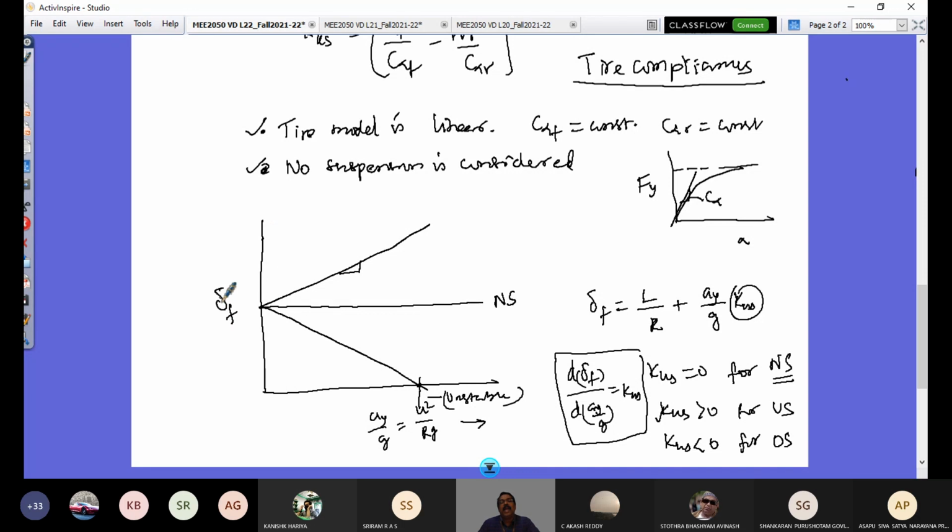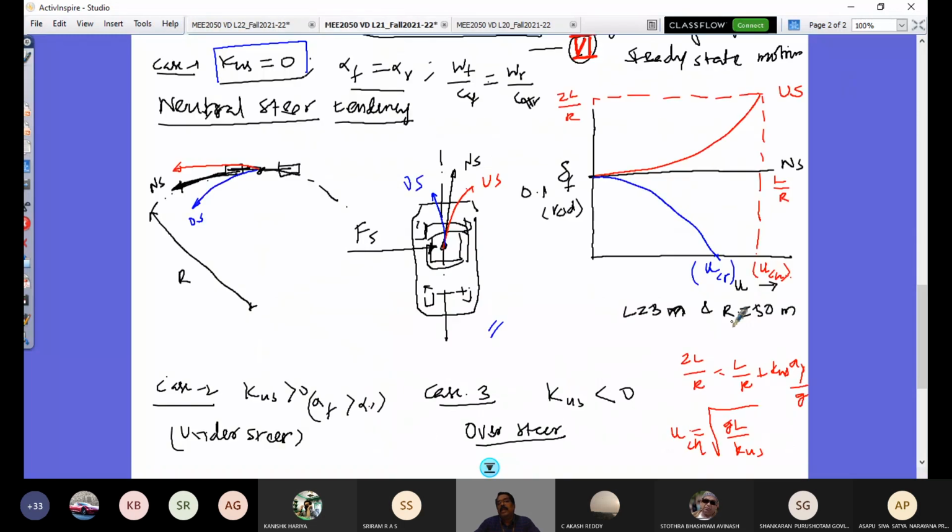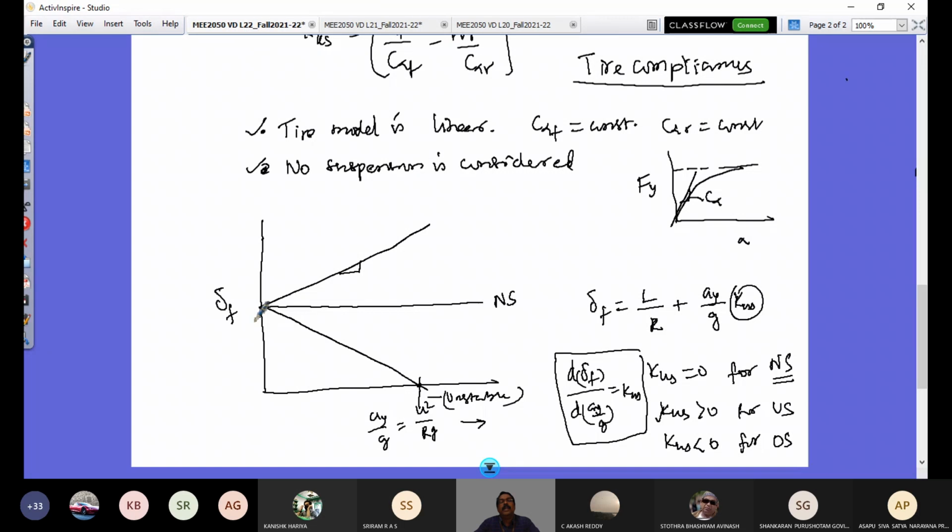So if I have this graph, delta F as a function of U, that's what you have seen in the last class here. Instead of forward speed, if I consider delta F as a function of lateral acceleration, I would have these.